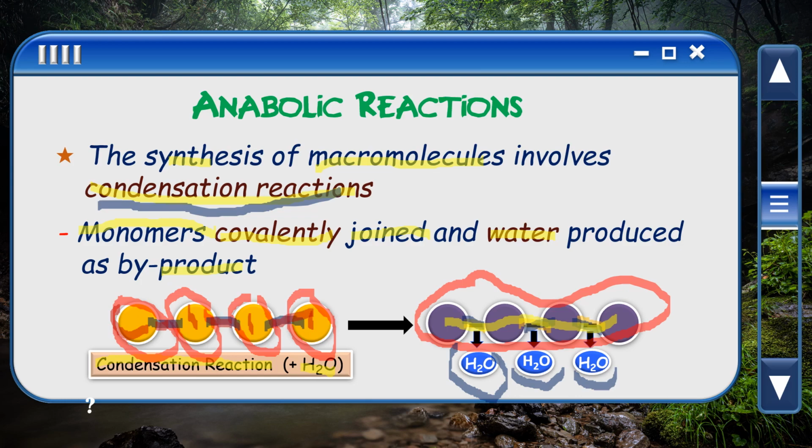So our monomers are joined together covalently, and for them to be joined together covalently, we have to release a water molecule. And therefore, that reaction where we release water molecules is what we refer to as a condensation reaction. At the end, we release water molecules.